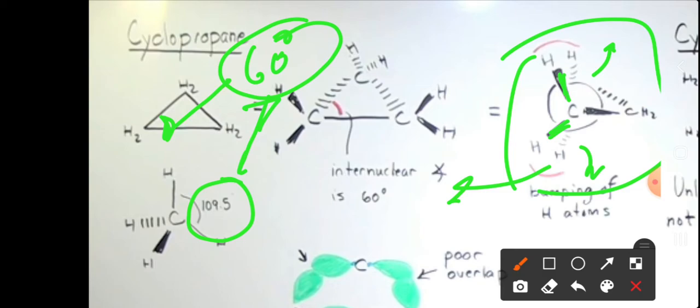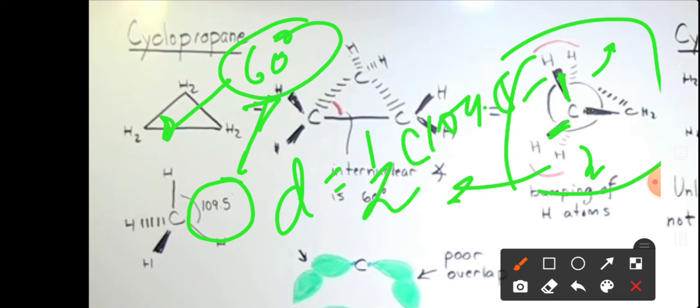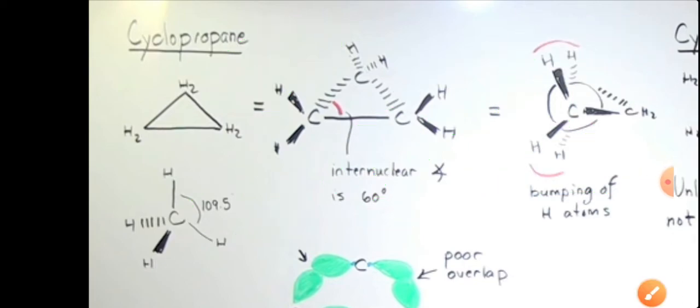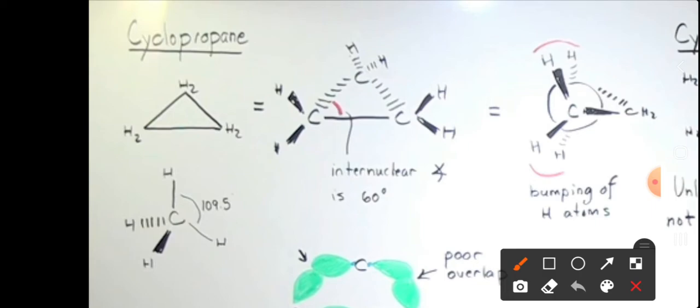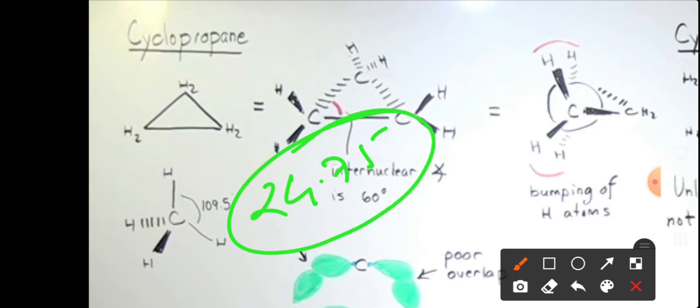We can find out that deviation with the help of a formula. d equals 1/2 (109.5 minus alpha), where alpha means the inner bond angle. While calculating that, we get the answer 24.75 as the deviation between the ideal tetrahedral angle and the cyclopropane angle.